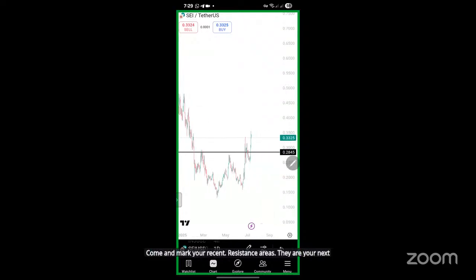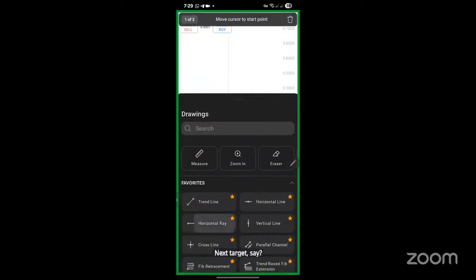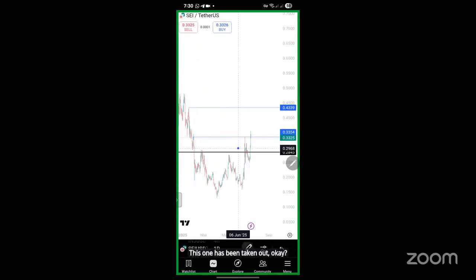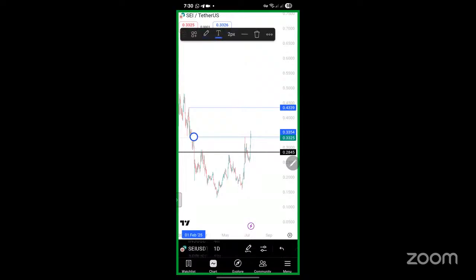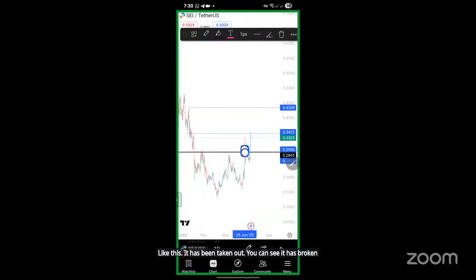Now look at this one. The next target on Sei will be here. Your next target will be here, because this one has been taken out. Okay? It has been taken out like this. You can see it has broken structure. Our next move is the other one.